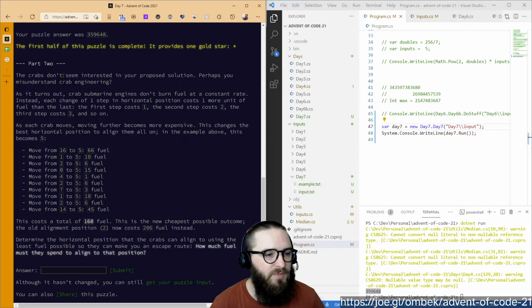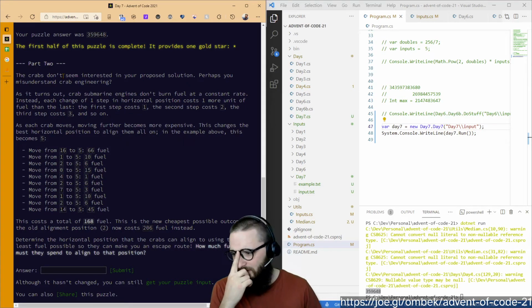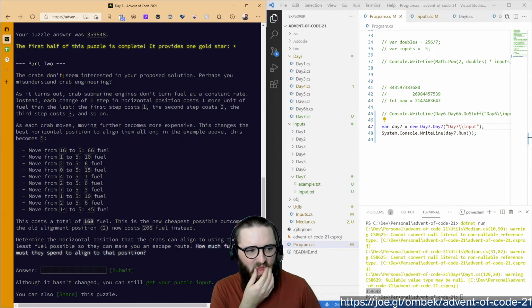Oh, it changes the position? No. How does it change the position? Ah, the position becomes 5. Now that is the mean, rounded. That's interesting.